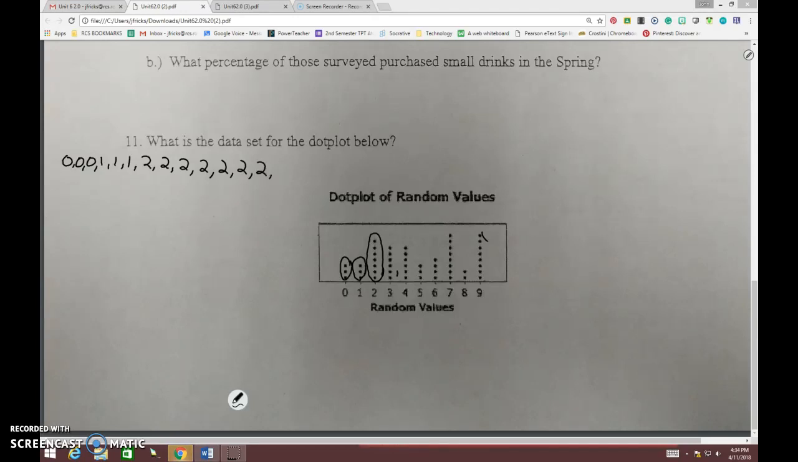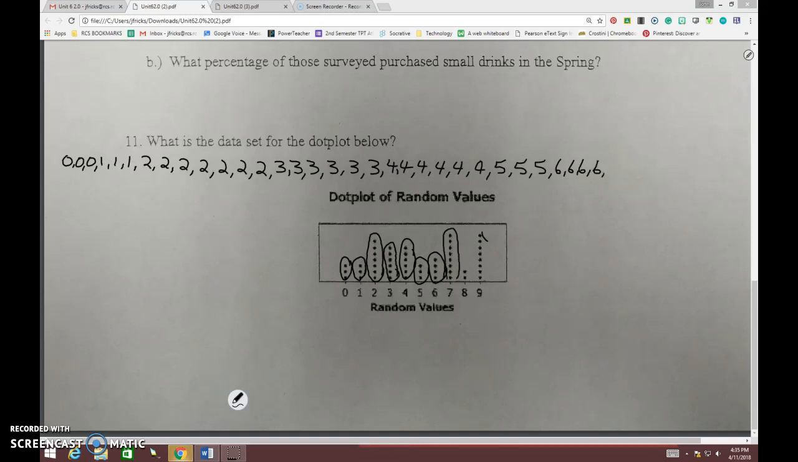Then I've got 6 3s. So that's 1, 2, 3, 4, 5, 6. And I've got 6 of the 4s. So that's 1, 2, 3, 4, 5, 6. Then I've got 3 5s. 1, 2, 3. Then I've got 4 6s. 1, 2, 3, 4.